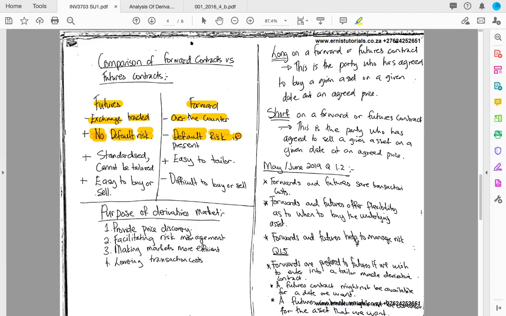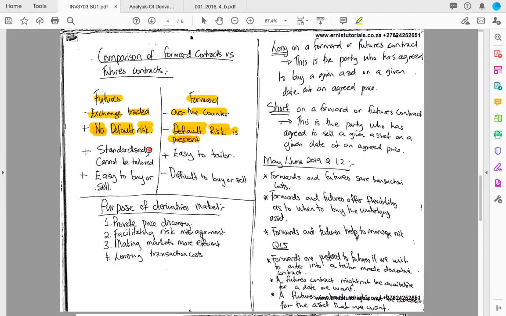There's always the risk that the third party you're dealing with might fail to honor their side of the agreement, right? And then a futures contract is standardized and it cannot be tailored, right? So if you enter into a futures contract, you're entering into a contract in which you can buy or sell an asset that the exchange is okay with, and in the quantities that the exchange is okay with. But this might not always be what you want, right?